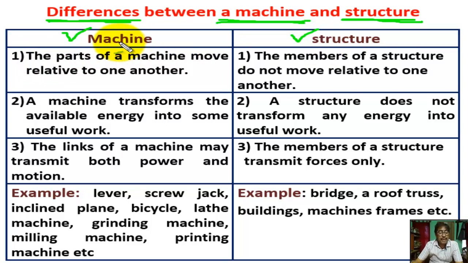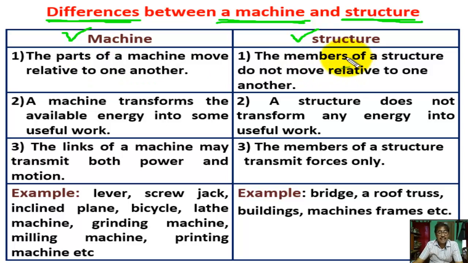Machine কাকে বলে? A machine is a device which receives energy and transforms it into some useful work. A machine has relative motion between its links, or between its members, between its parts.